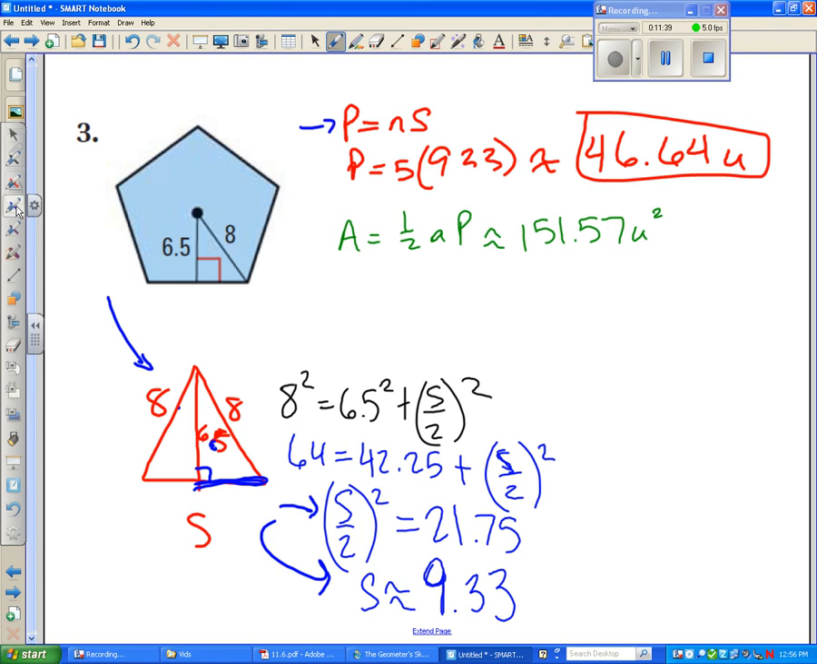Then the perimeter is the number of sides times the side length. The number of sides is 5. That's where I got the 5. Plugged in that's 9.33. Then I just typed in that value and got 46.64 units. Then the area is the half times the apothem times the perimeter. The apothem is given 6.5. I just took that, multiplied it by the perimeter in my calculator, and got 151.57 units squared.